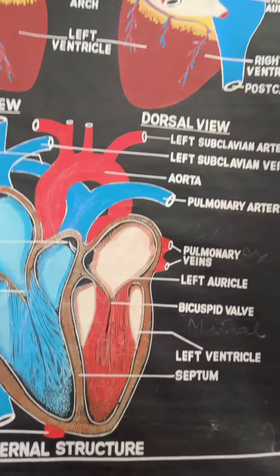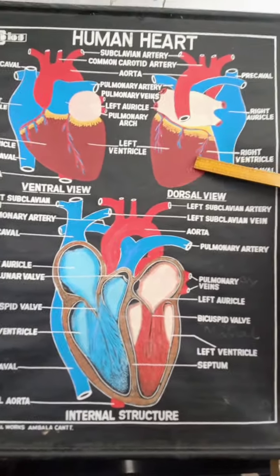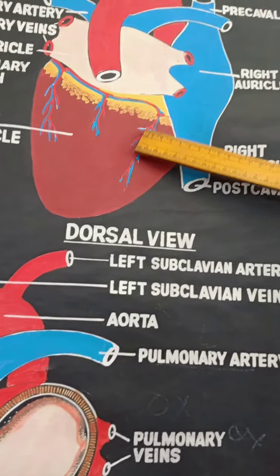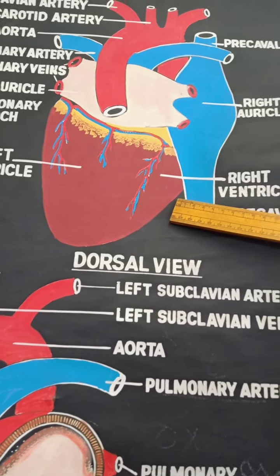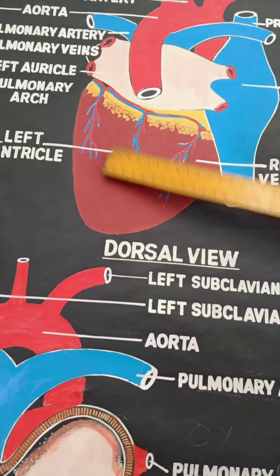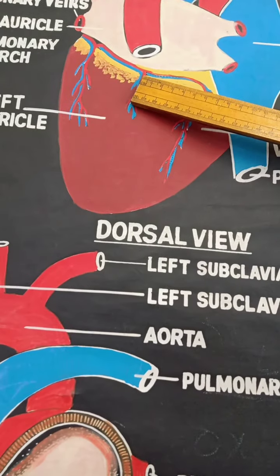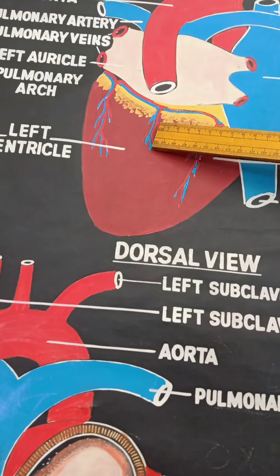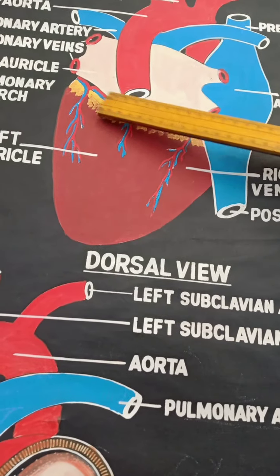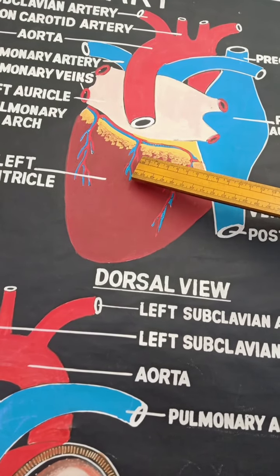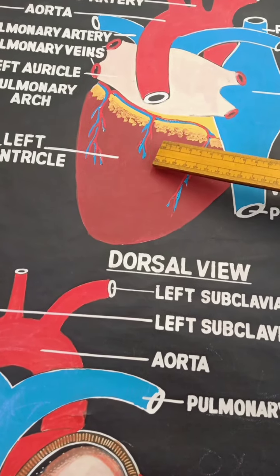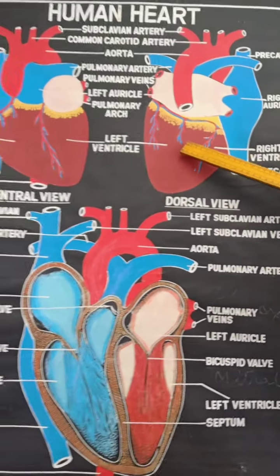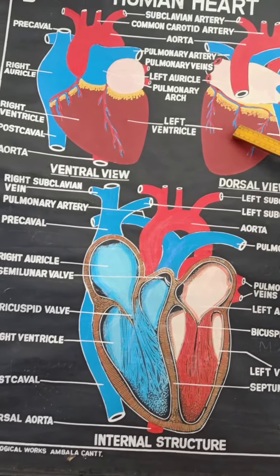Now another type of blood vessel supplies blood to the muscles of the heart. This blood vessel is known as the coronary artery. This is the external view of the heart, showing the muscular wall. You can see these vessels here. The red ones are the coronary arteries, which supply oxygenated blood to the muscles of the heart, and the blue ones are the coronary veins, which receive deoxygenated blood from the muscles of the heart.